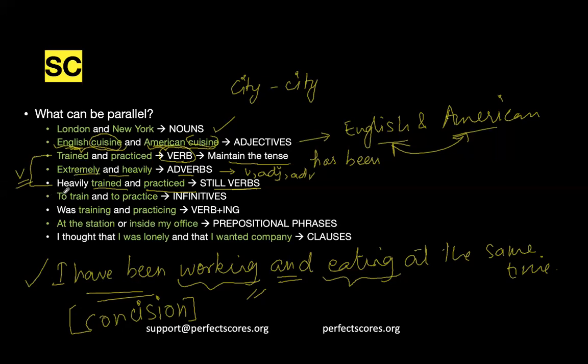So what I'm showing is basically different versions of parallelism. If you get something like "to train and to practice," you have to make sure that you have the "to" for both of them. You can even say "to train and practice," which is also fine. What you can't do is say "to train and practicing." That will be having different tenses, and that's going to be wrong. But you can definitely say "to train and practice," so you're basically assuming that "to" is used for both of them. And then verb with "ing": if the first verb has the "ing", the second one should also have the "ing".